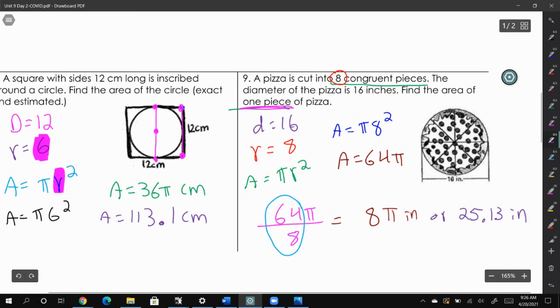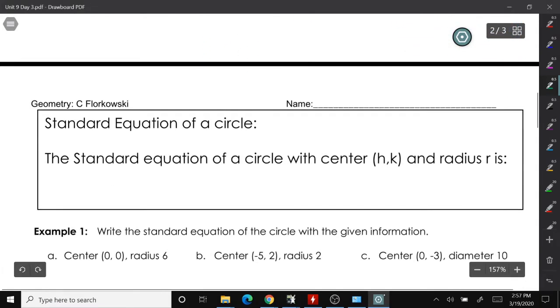And the 25.13 probably is more useful to us in real life because we don't just go around saying, oh, the area of this is 16 pi. That doesn't do much for us. But if we know the area is 25 inches, that's a little easier to see. So just make sure that you're labeling the information you're given and using the correct formula, and that will make it easier to really answer the question that you are asked. All right, let's look at the next page.